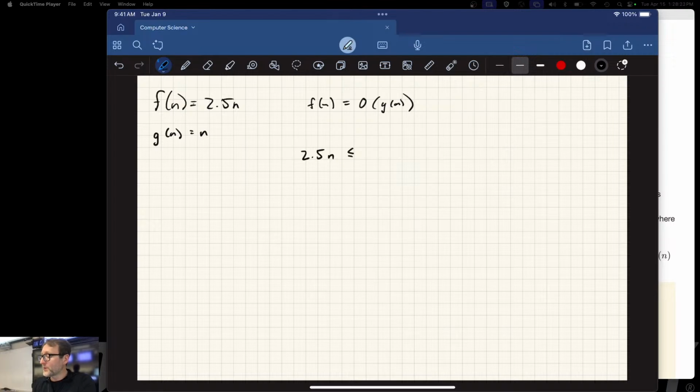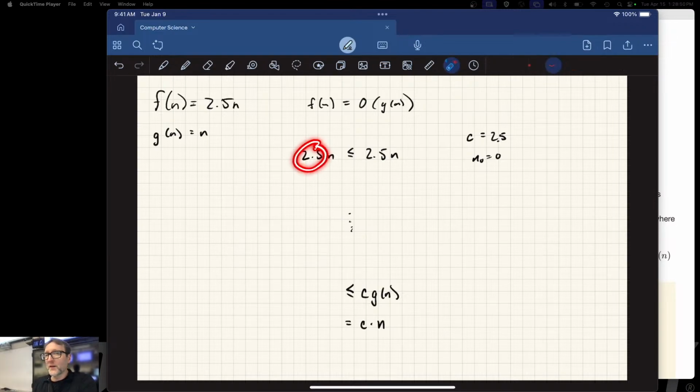2.5n is less than or equal to, I want to make this eventually look like less than or equal to c g of n. In other words, some c times n. Well, guess what? I'm already there. 2.5n. So for c being 2.5 and n naught being 0, the inequality holds. So that's just to get us warmed up here. It doesn't matter what the constants out front are, because you can always take the constants over to the right-hand side and you're done with your proof.